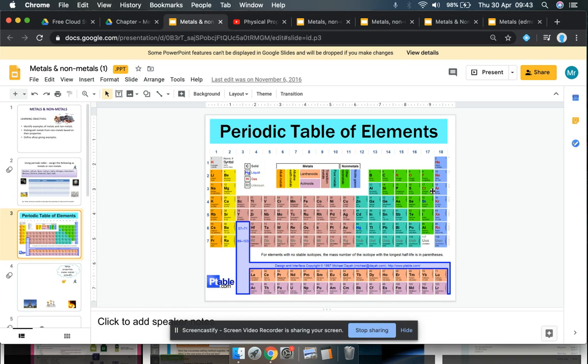We have mercury and chlorine. Chlorine is in group 7, it's a non-metal. Mercury has the symbol Hg. Mercury is a metal, and you'll find it there in your own time.